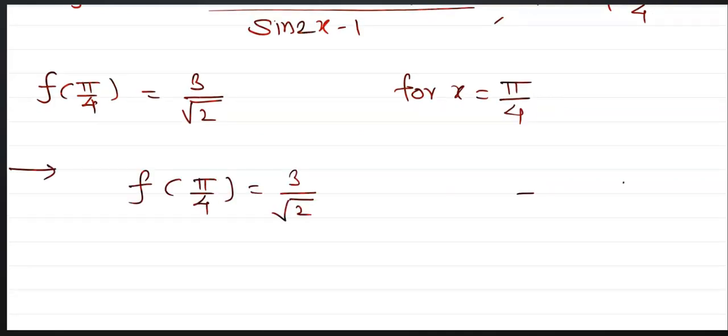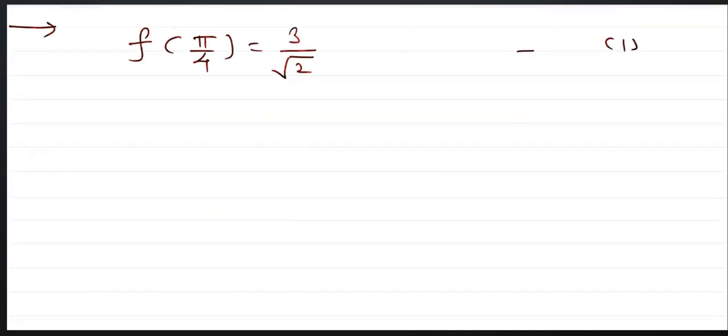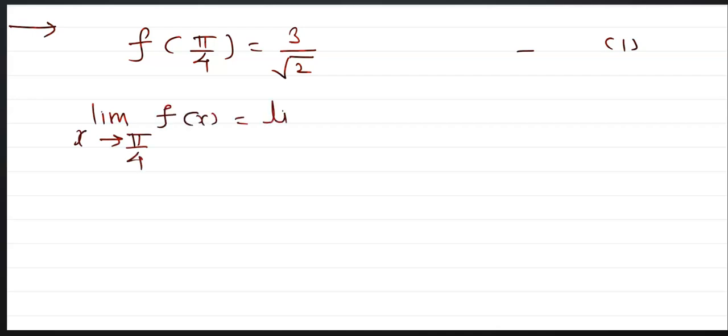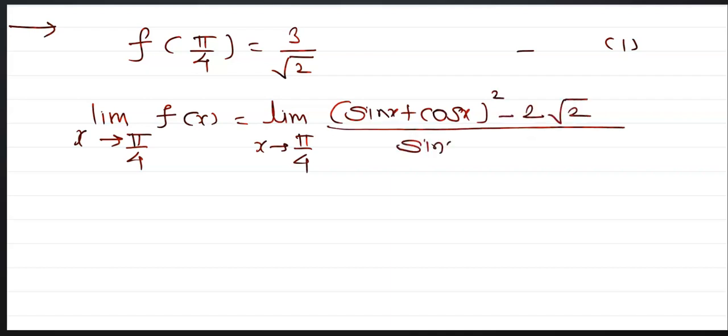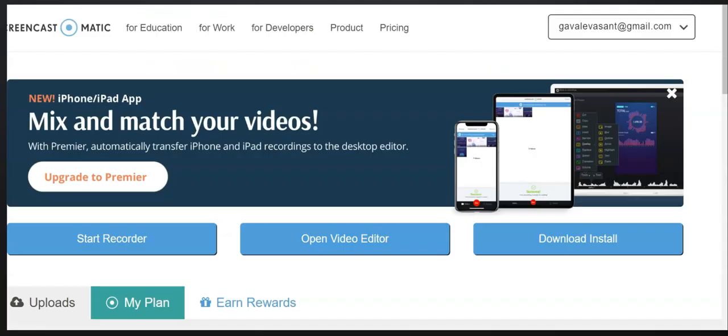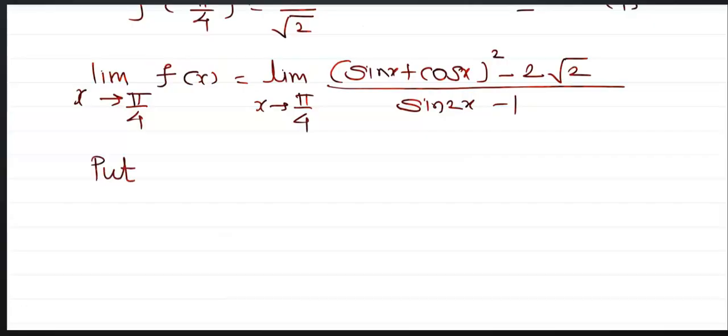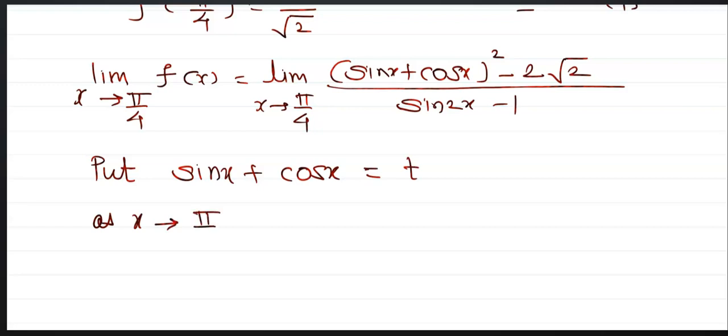f of pi by 4 is equal to 3 upon root 2. This is number 1 always. Now, limit x tends to pi by 4 of f of x is equal to limit x tends to pi by 4 of (sin x plus cos x) whole cube minus 2 root 2 upon sin of 2x minus 1. Put sin x plus cos x equal to t.